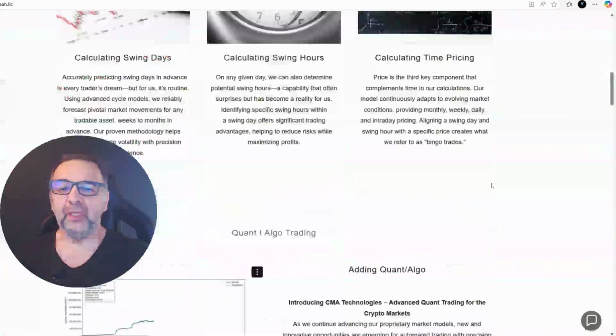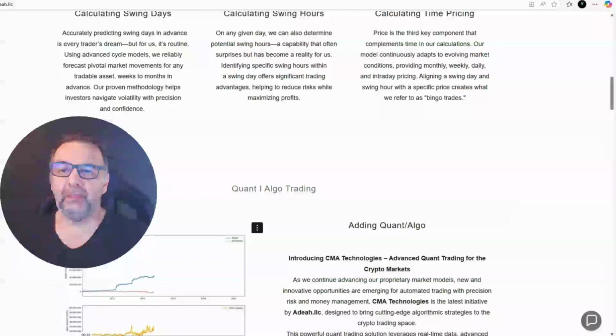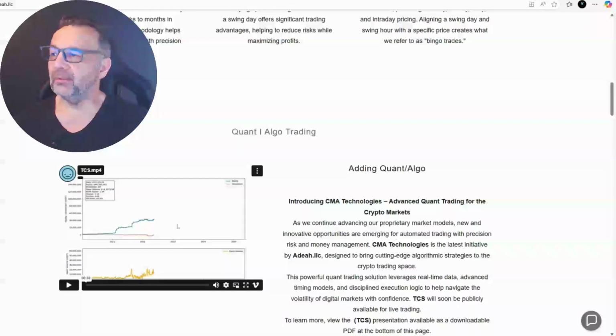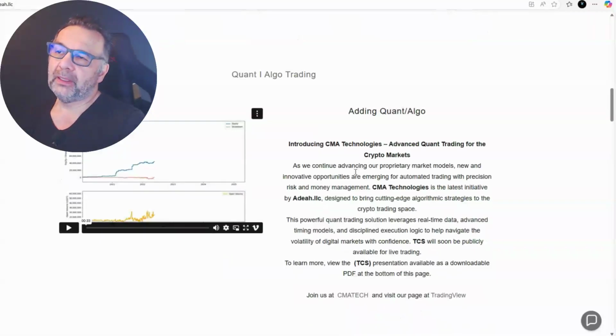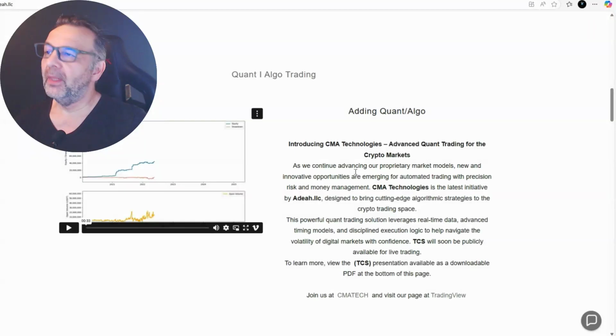I've also put a bot on there as well for our algo team, because I've got an algo team working on a special project, and this isn't like other robots, because it's integrated with tight money management. So this is for the crypto markets though.